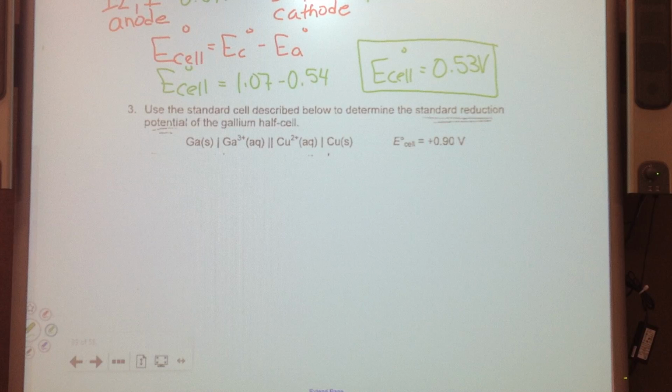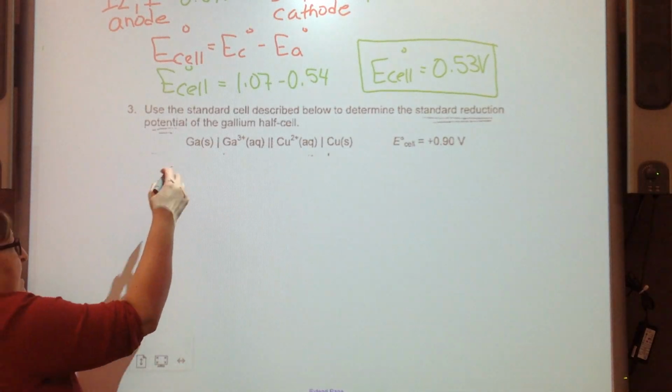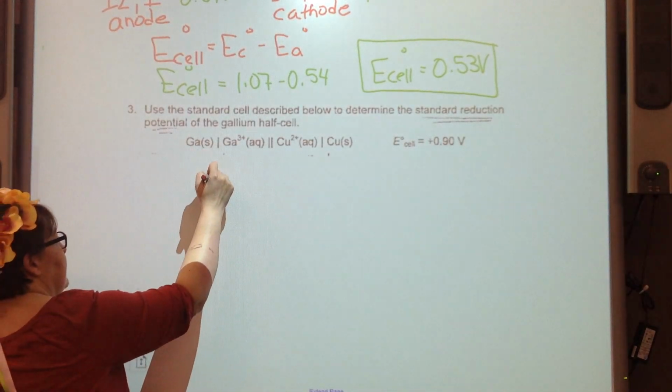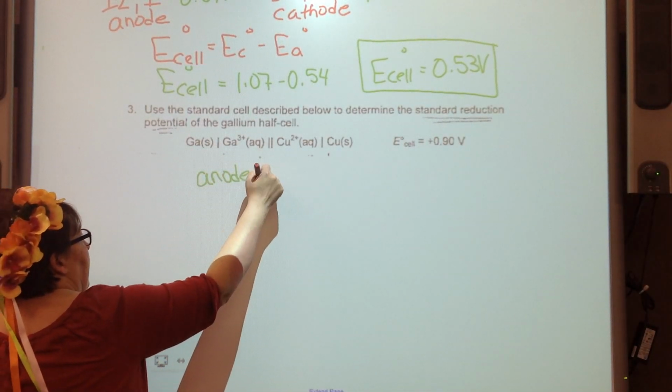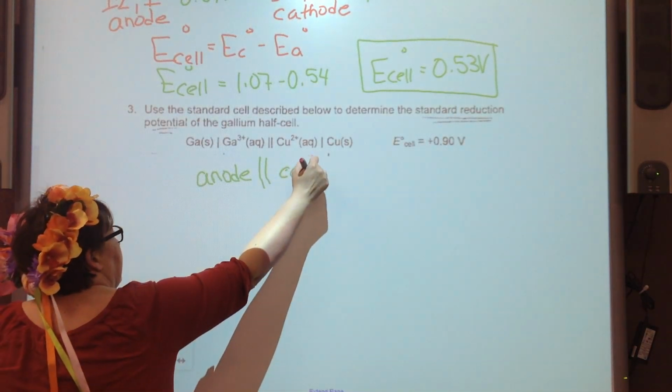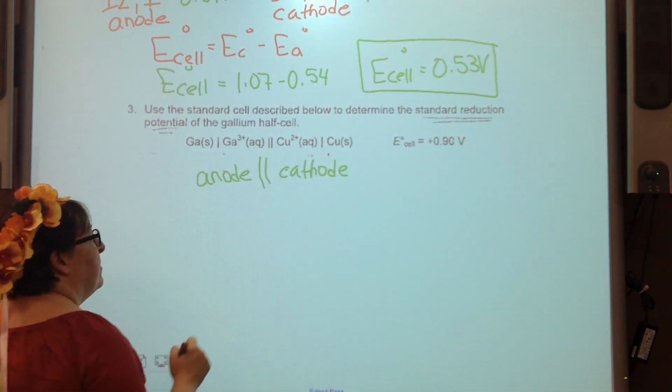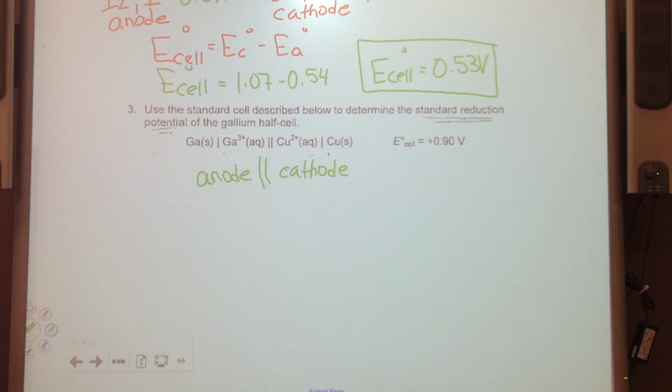Use the standard cell described below to determine the standard reduction potential of the gallium half cell. This format of writing is always anode and cathode. Okay, every time, without fail. That's the standard way of writing it.